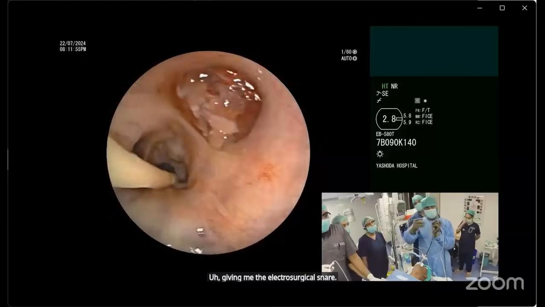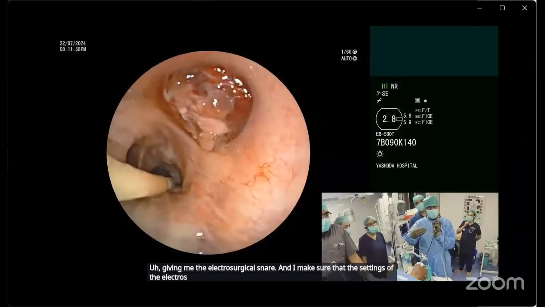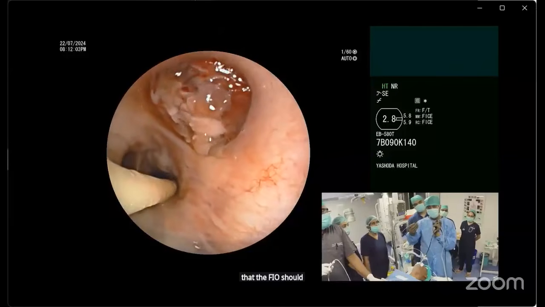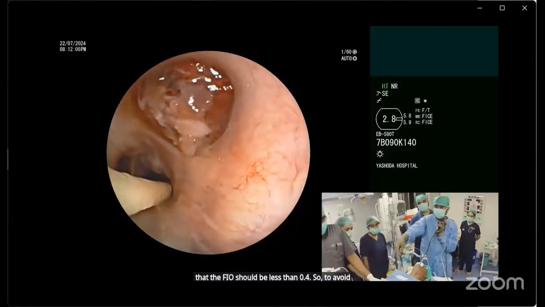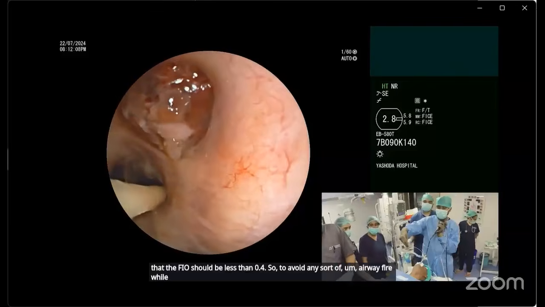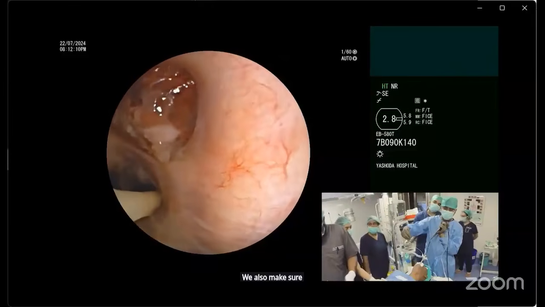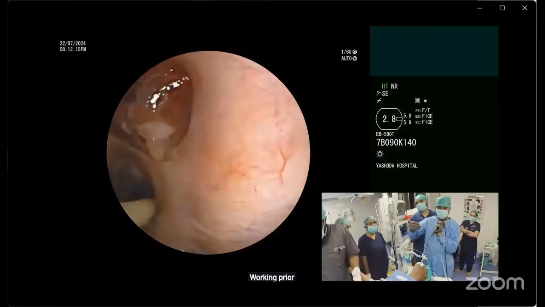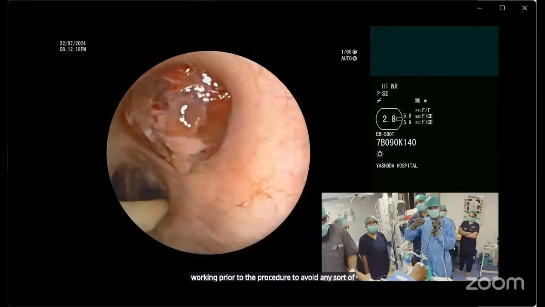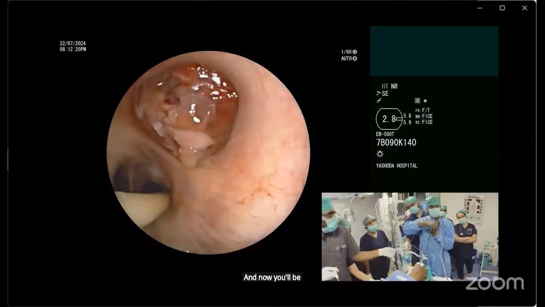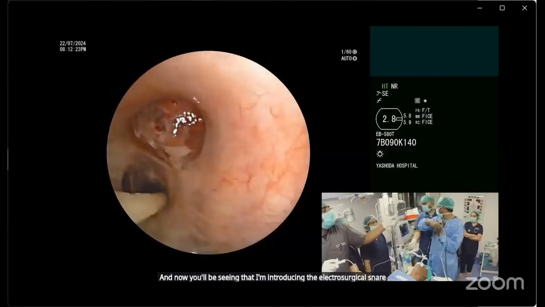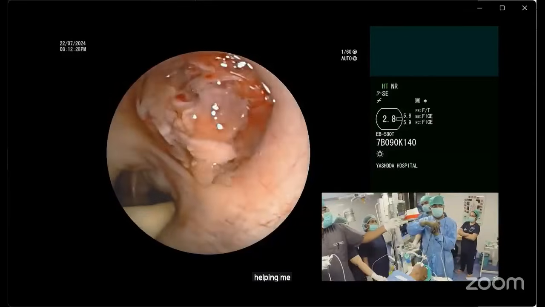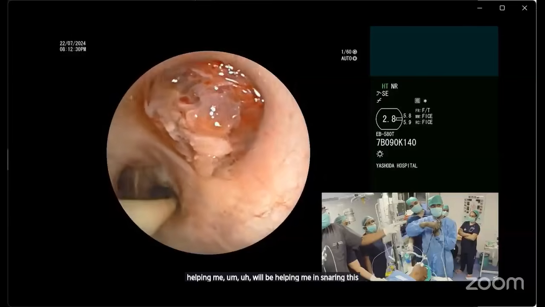Once it is done, you can see my assistant is giving me the electrosurgical snare, and I make sure that the settings of the electrosurgical snare are in place. I inform my anesthetist that the FiO2 should be less than 0.4, to avoid any sort of airway fire while using the electrosurgical snare. We also make sure that the snare is working prior to the procedure to avoid any technical glitches. Now you will see that I'm introducing the electrosurgical snare through the working channel of the bronchoscope, and my assistant will be helping me in snaring this vascular tumor.